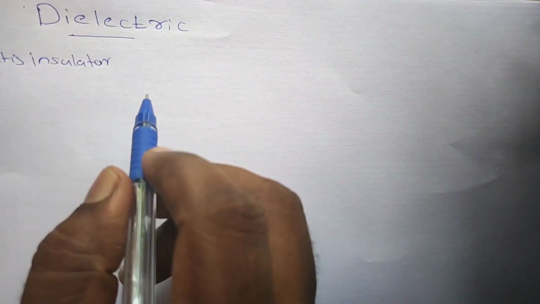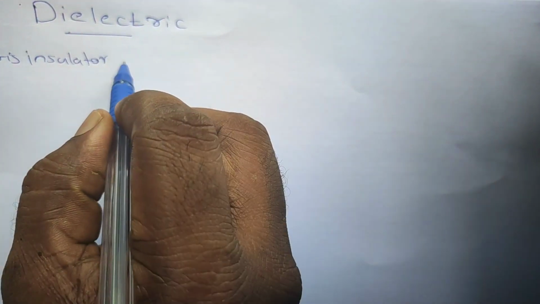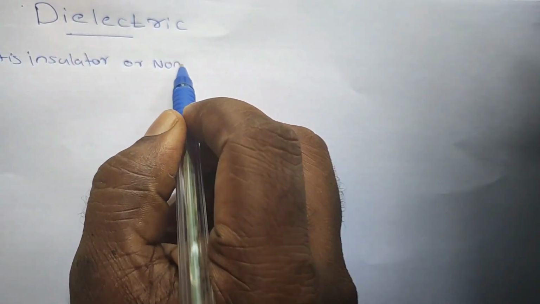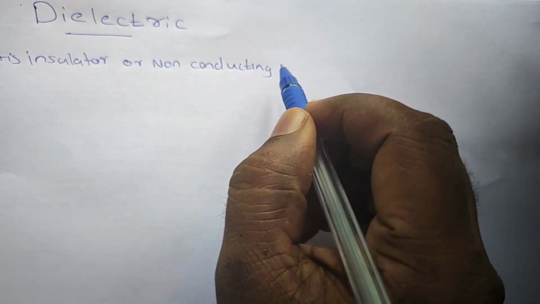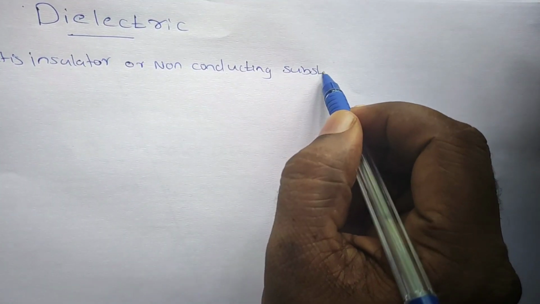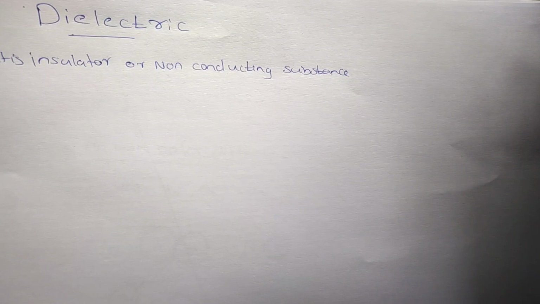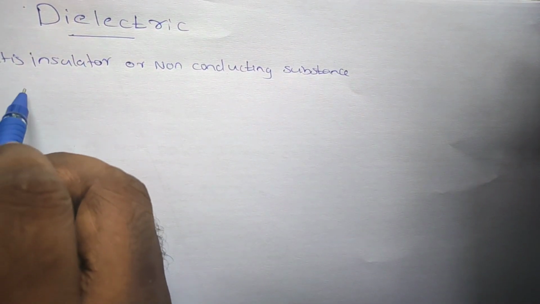In this video, we are going to discuss dielectric. What is a dielectric? Simply we can say that it is an insulator. Clear? Okay, that is about a dielectric. Or we can say that it is a non-conducting substance. That is a dielectric.